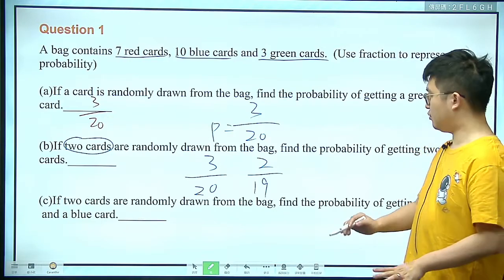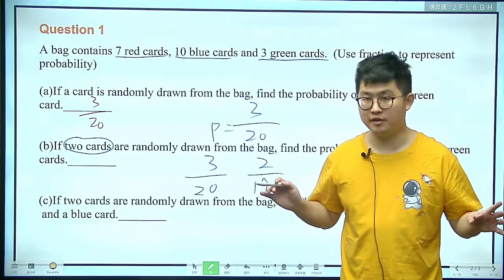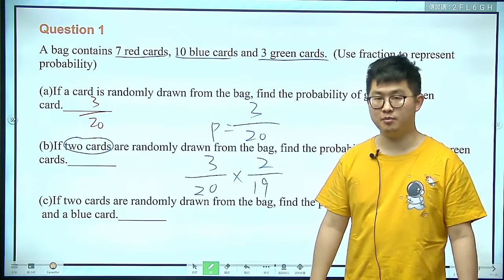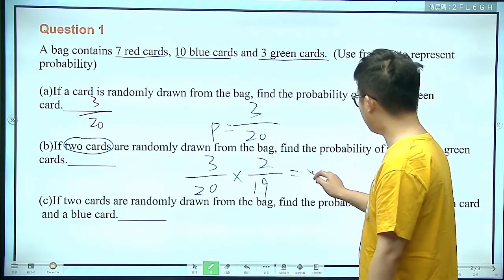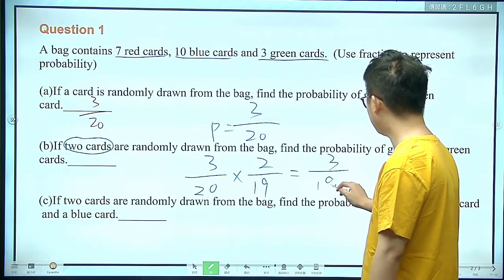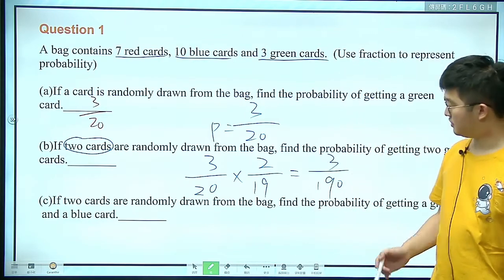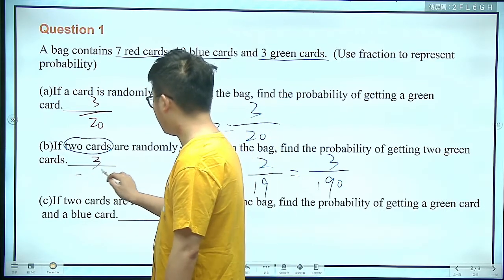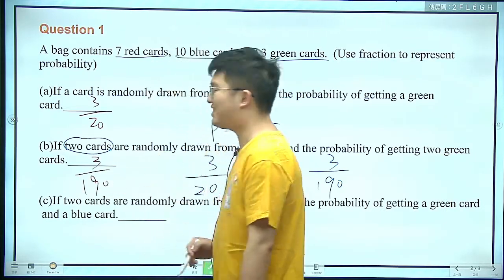What should we do about them? We should multiply them. So the answer would be 3 over 190. This is not likely to happen.